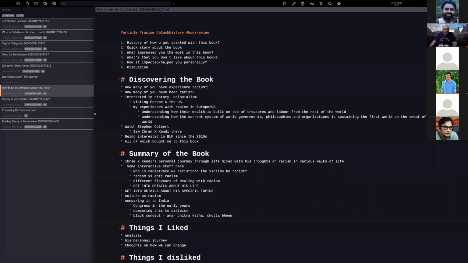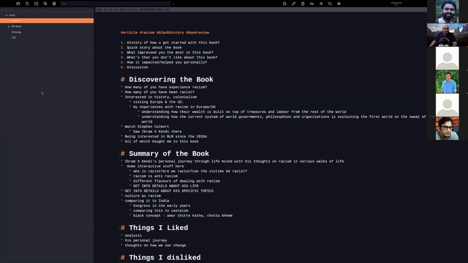Okay, cool. So let me just talk about this tool, which is called Zettler. This is free and open source, and this is available only for the Mac OS. Now let me just go through this.